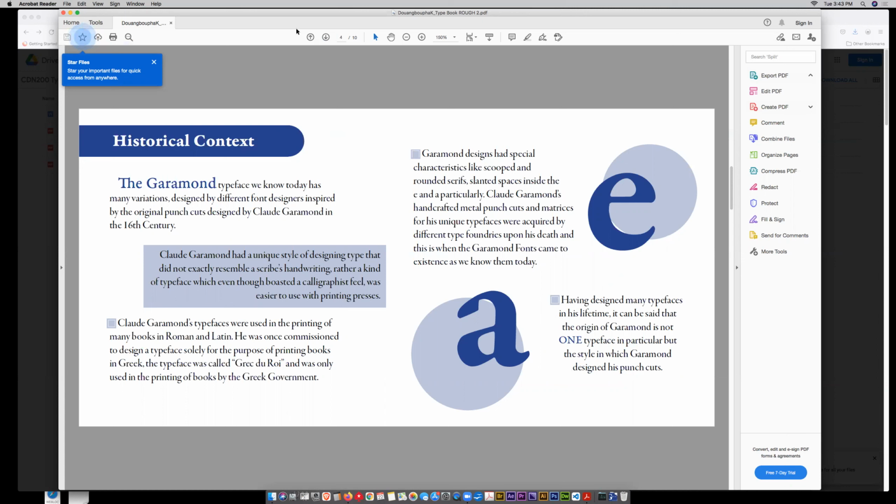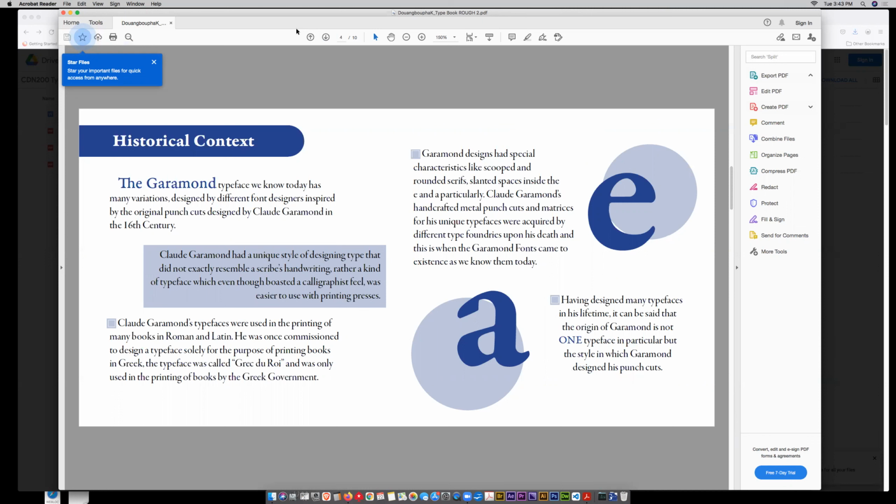So the Garamond typeface we know today has many variations, designed by different font designers inspired by the original punch cuts designed by Claude Garamond in the 16th century. Claude Garamond had a unique style of designing type that did not exactly resemble a scribe's handwriting, rather a typeface which, even though it boasted a calligraphic feel, was easier to use with printing presses.